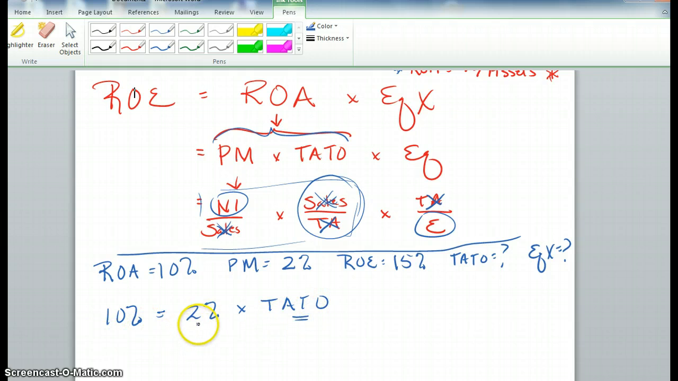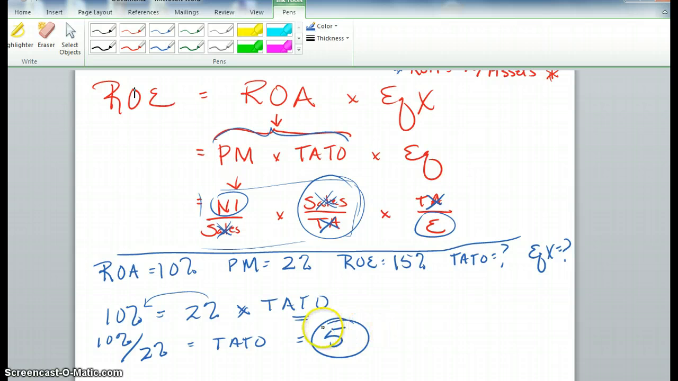Well, that's going to be pretty easy because I can say 10% over 2% equals total asset turnover. I just moved the 2% to the other side of the equation, and so I'll divide 10% by 2%, and that'll equal total asset turnover. If we take your calculator, 10% divided by 2% equals 5. And so total asset turnover equals 5.